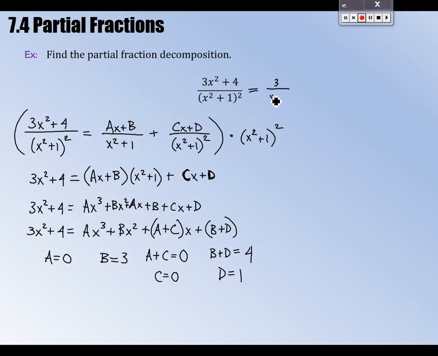So we have this as our fraction decomposition. 3 over x squared plus 1, and then 1 over x squared plus 1 squared. All right. How do you like that? Is that good? Are we having fun yet?